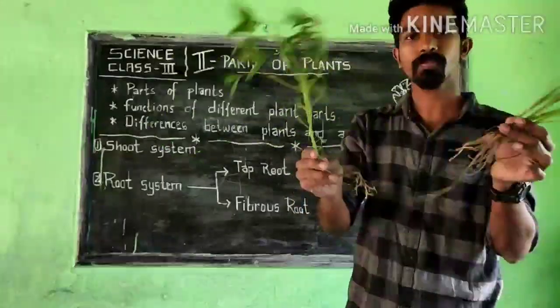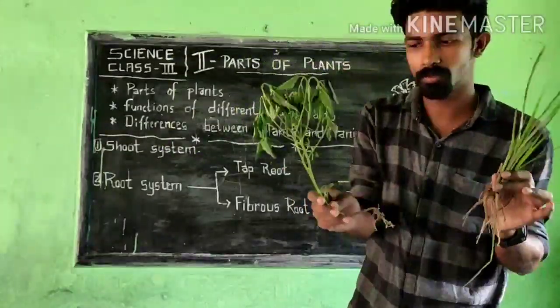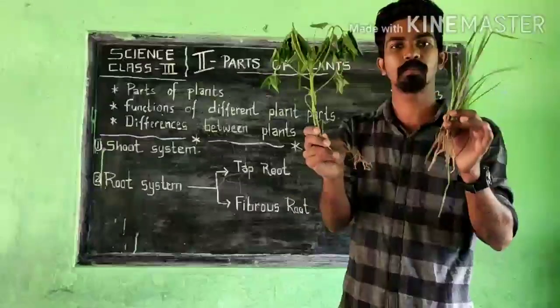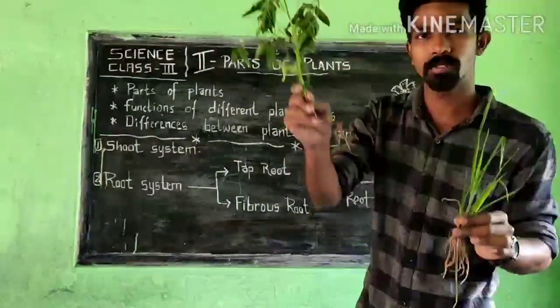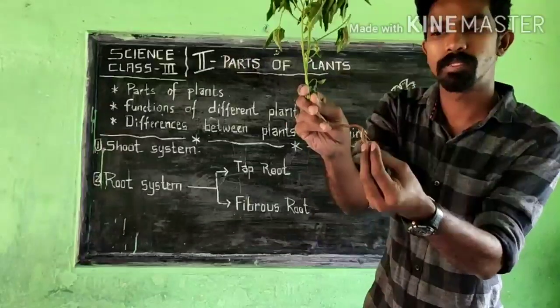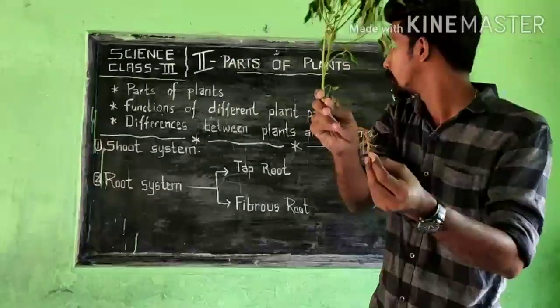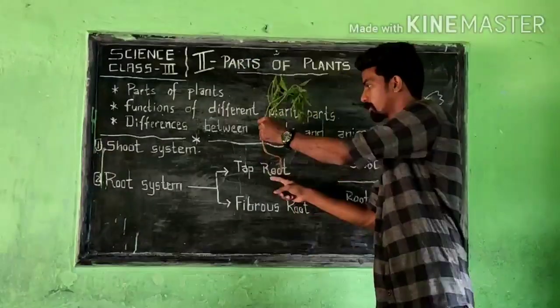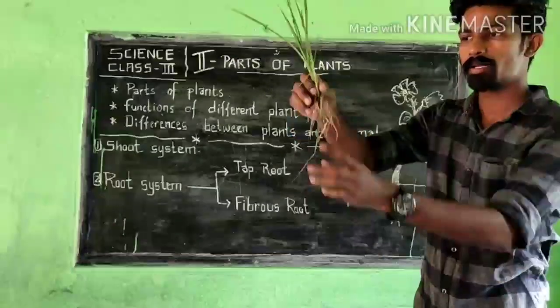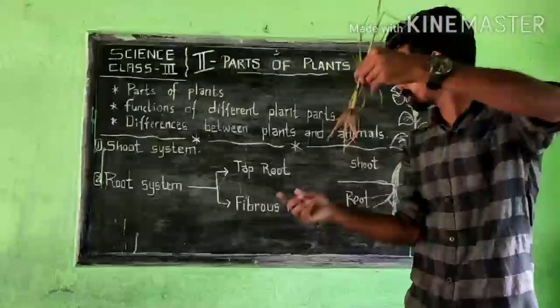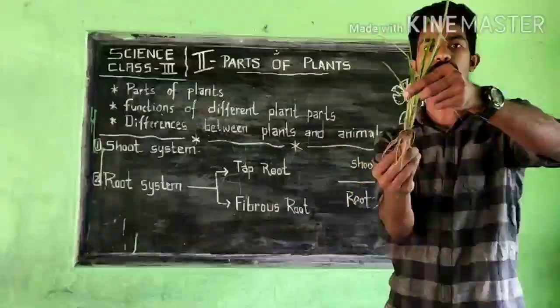Okay, so there are differences between these roots. I'll explain that. Before moving to that, these are the two different types of roots. This one, what type of root is this? This is a tap root. This is the example for tap root, and this one is the example for fibrous root.